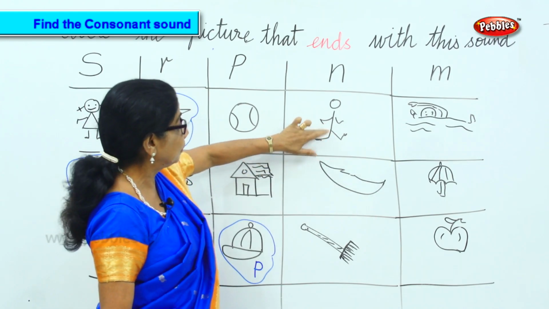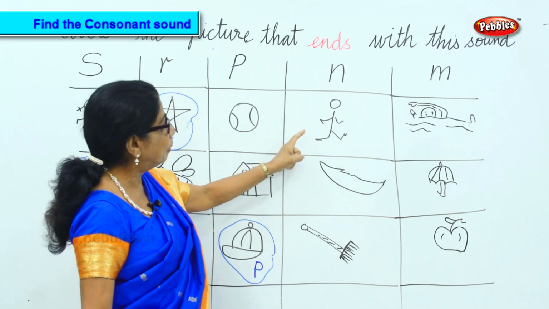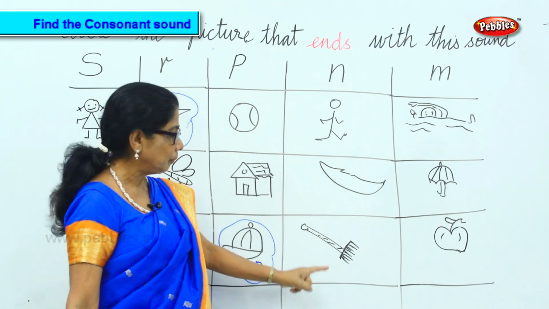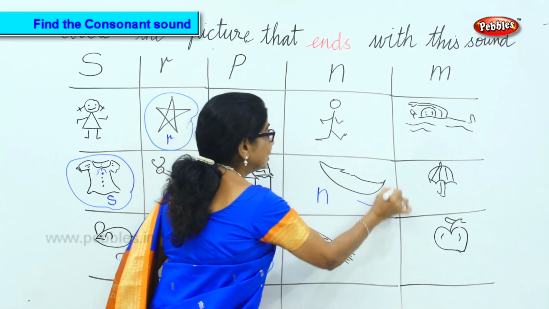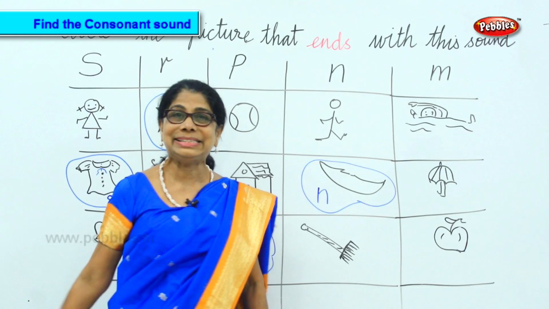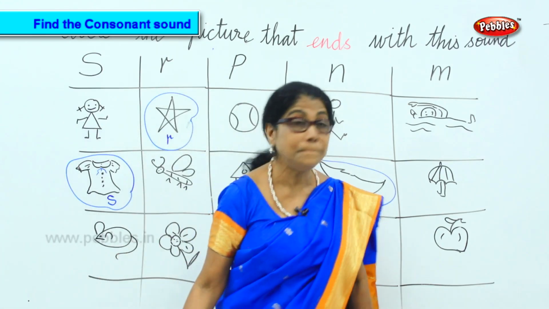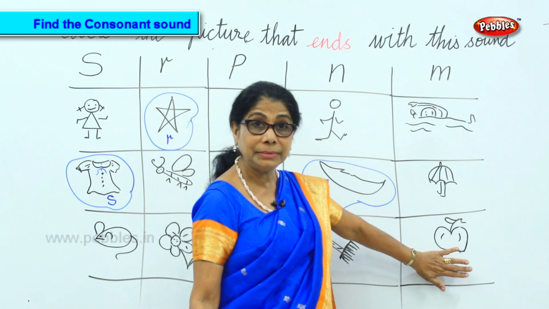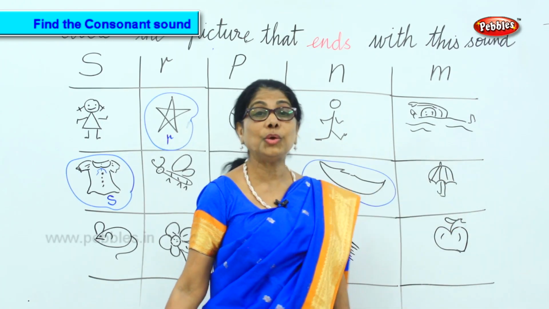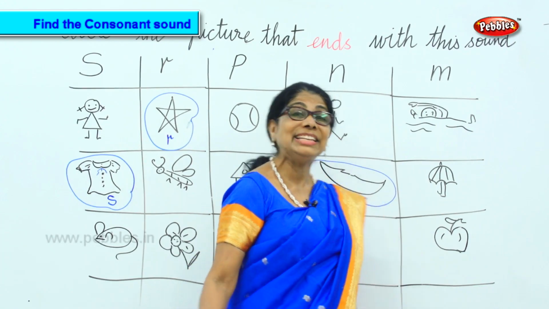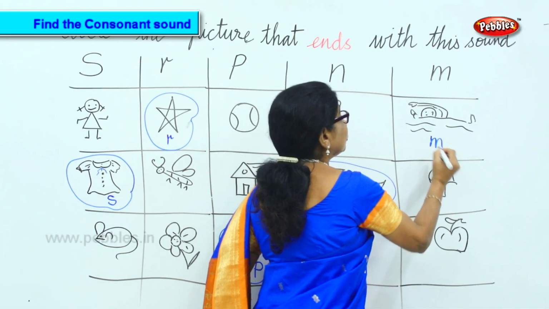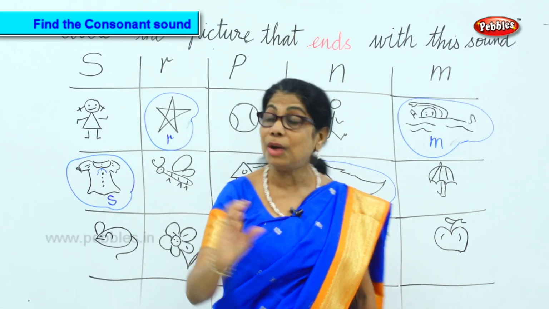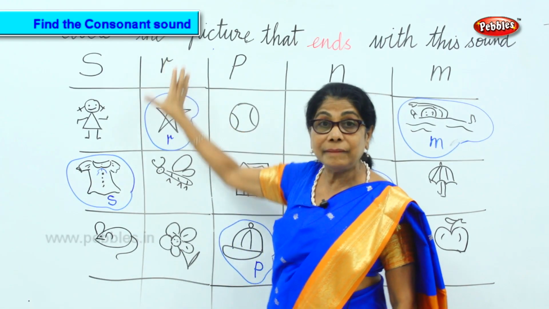Next we are the sound M. You have here a boy, you have moon and mop. Moon. So we circle the moon. Finally we have you have apple, you have an umbrella, and you have swim. It ends with M. So we circle swim. So we are circling the sound of the letter we have with the pictures.